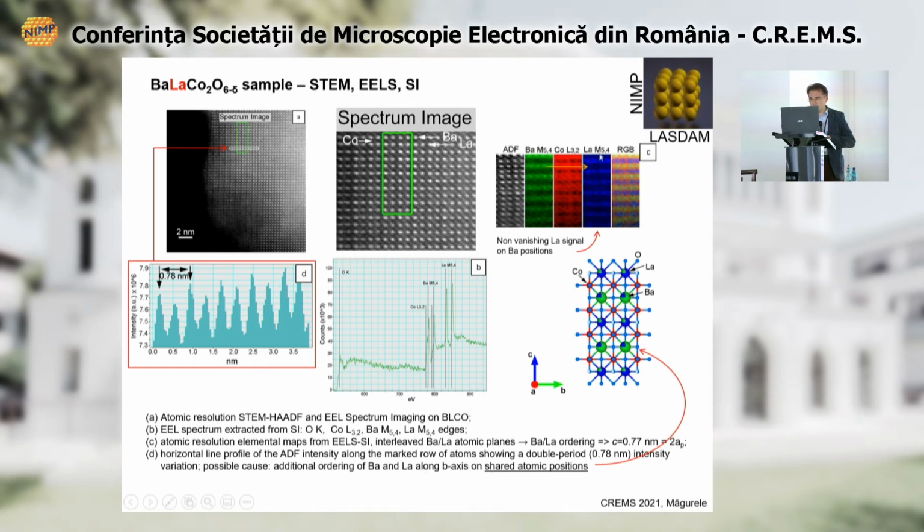And if we look carefully here, it's not a free affirmation, because we can see that lanthanum has a non-vanishing signal here in between the main rows, which tells us that indeed barium and lanthanum may share some atomic positions, and these can be ordered along the b-axis, which would explain this lattice parameter doubling along the b-axis.